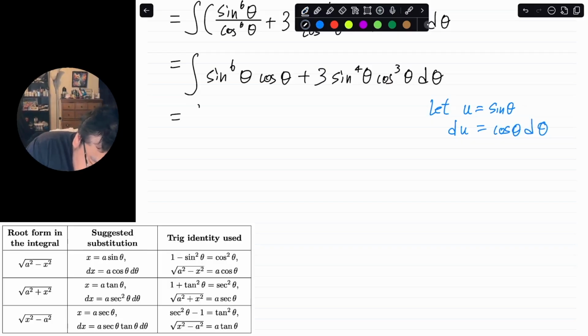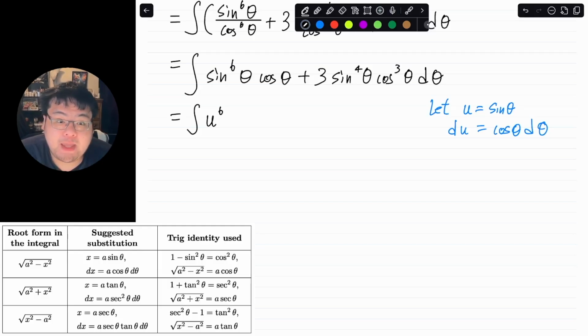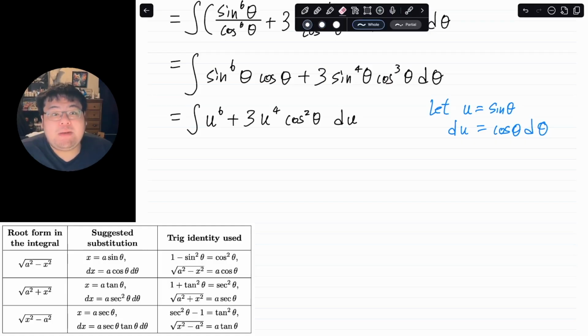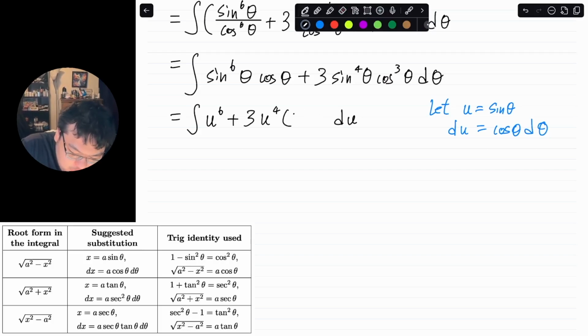So this will be the integral of u to the 6th power, because that's sine. Cosine becomes the differential term, so we need to give one copy to the differential. Plus 3 times u to the 4th, and then cosine squared theta du. We want to go back everything to u, but we have cosine squared. Don't worry: cosine squared is just 1 minus sine squared, and sine is u, so cosine squared is essentially 1 minus u squared.